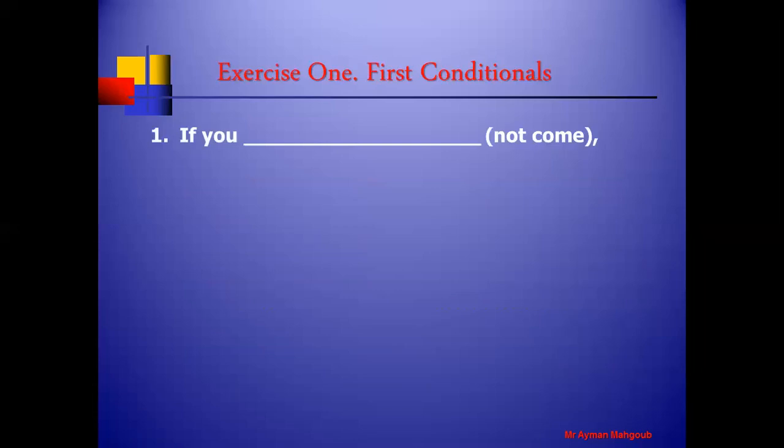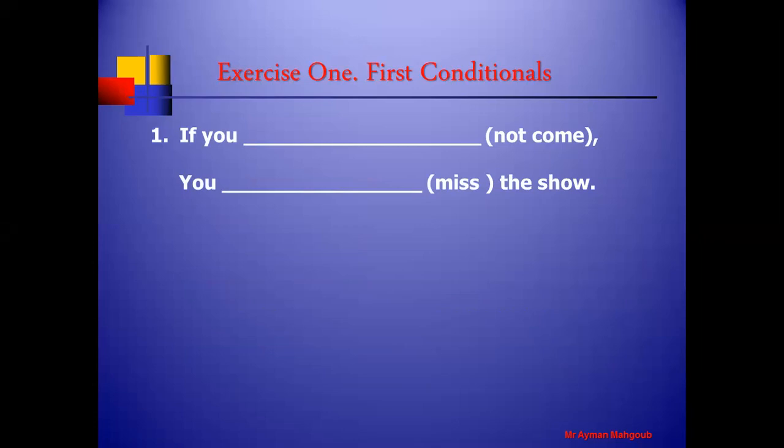Please unmute your mics and answer with me. This is exercise 1 about first conditionals. Number 1, if you space not come, you space miss the show. Okay, anyone can answer?